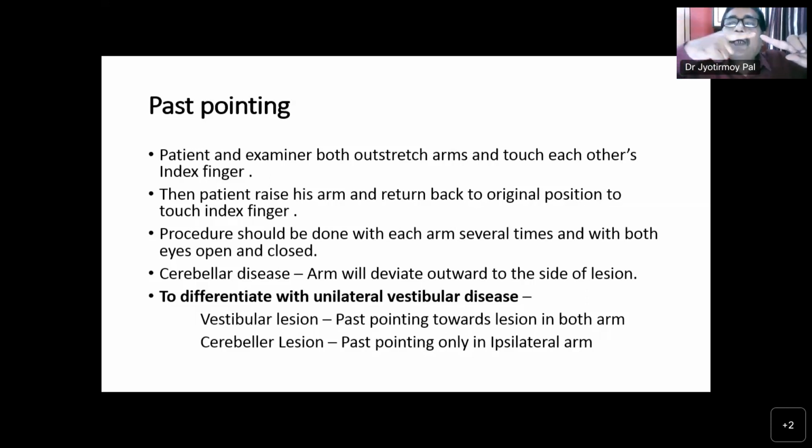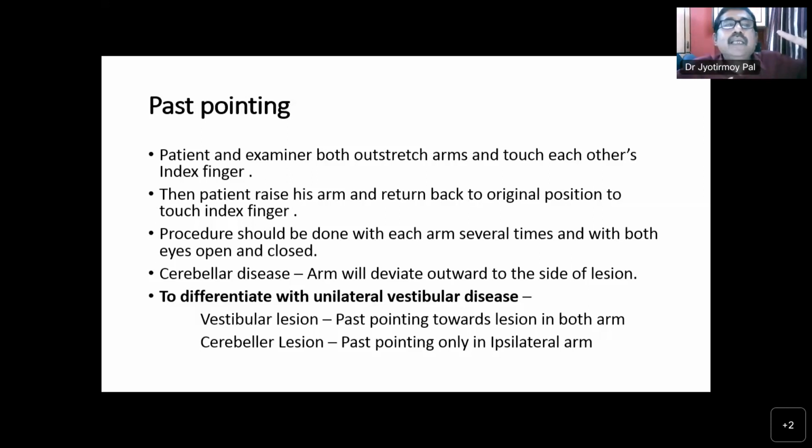I ask the patient to touch my finger. Again, I do like this, again, come back. The examiner also raises a finger, and the patient also raises a finger. This procedure can be repeated several times in different planes, with both eyes open and eyes closed. In cerebellar disease, the arm will deviate outward to the side of the lesion.